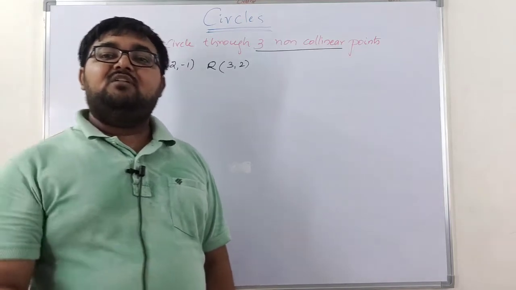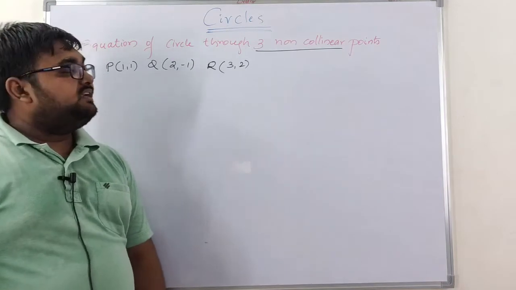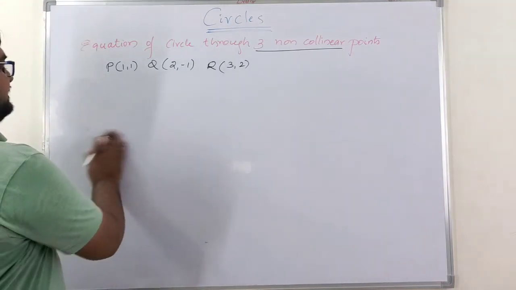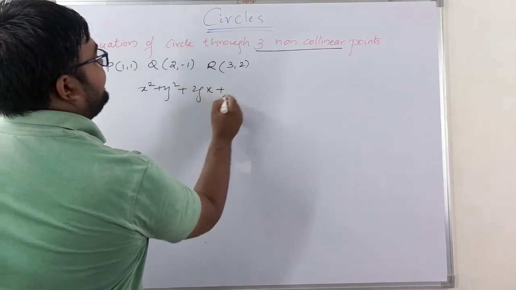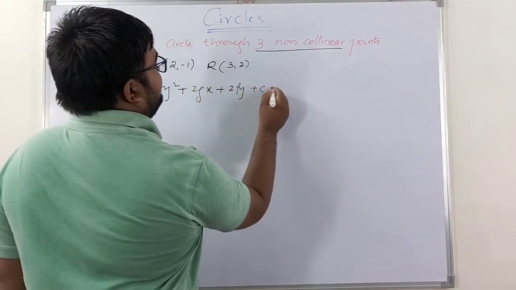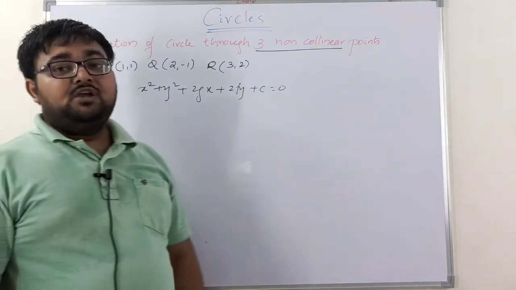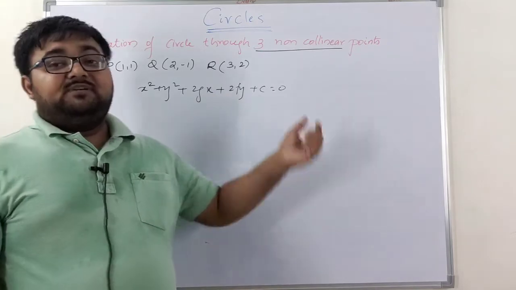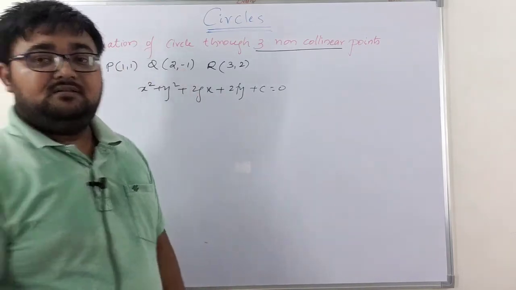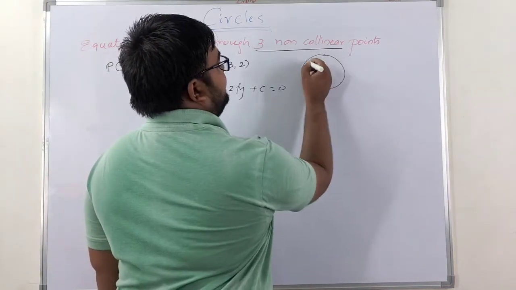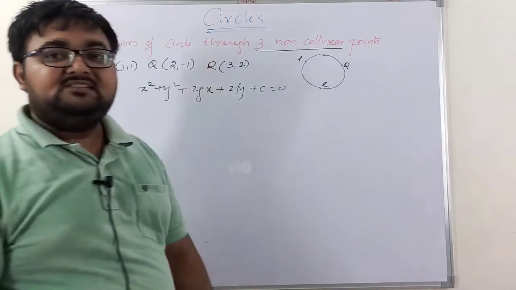Now other than that formula method, how do we find the equation of the circle? So let us see. My required equation is x square plus y square plus 2gx plus 2fy plus c is equal to 0. Now these 3 points are P, Q, and R. These 3 points lie on the circle, no?